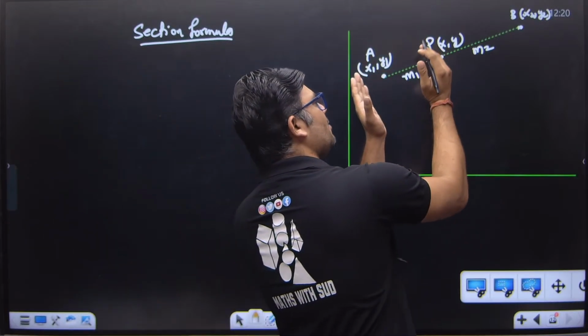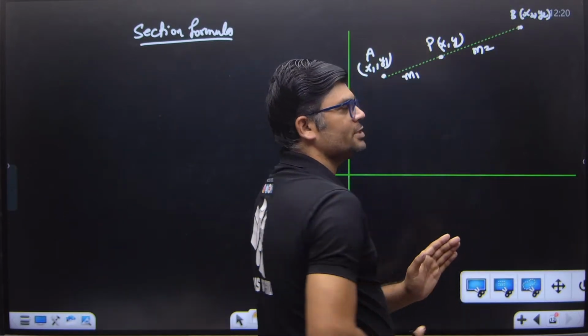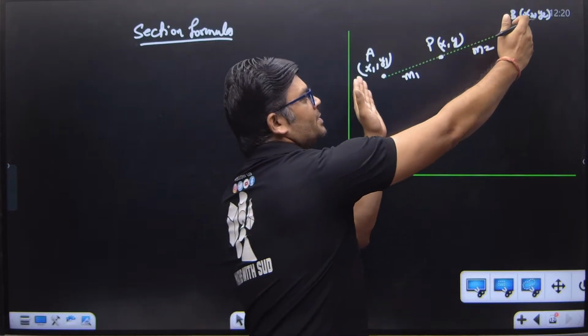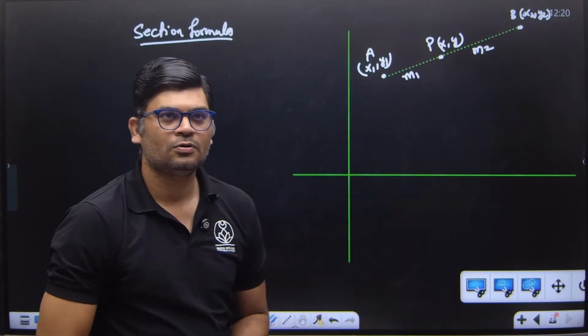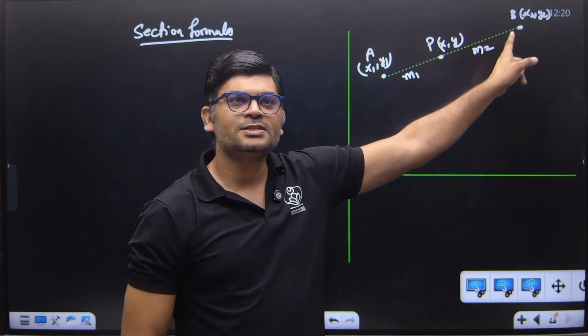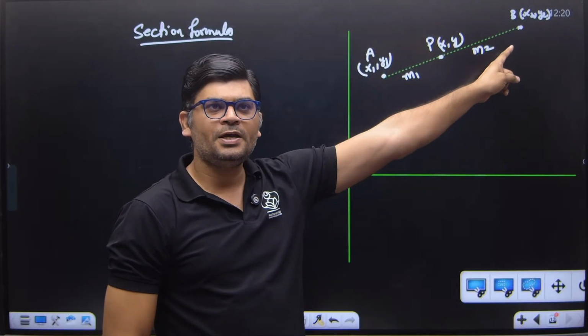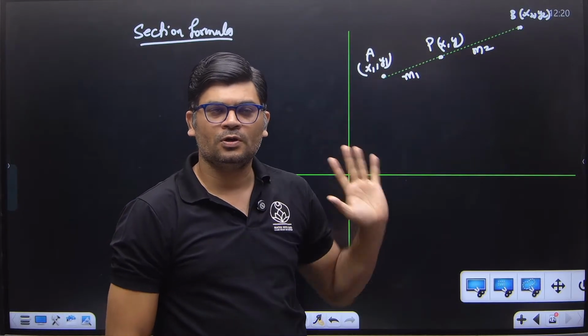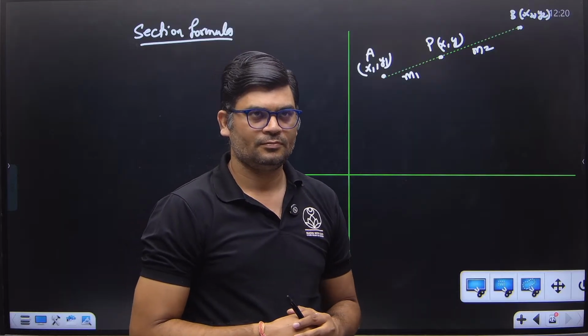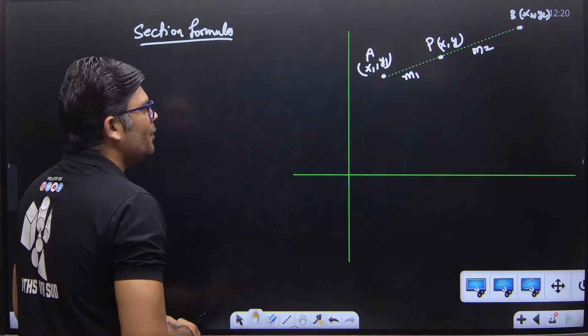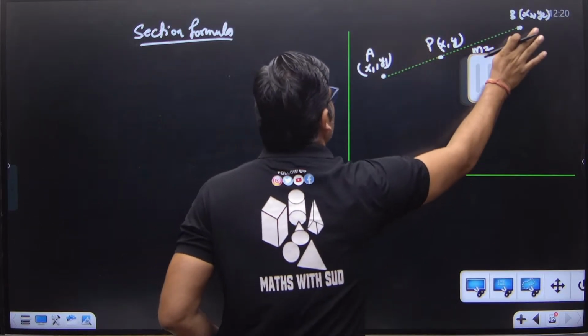Certain distance. m1 is a distance, m2 is a distance. So the total distance is m1 plus m2. So it divides the line joining AB in the ratio m1 is to m2. Are you getting this? Okay. So how to find the coordinate of P? Let us try to find out now.